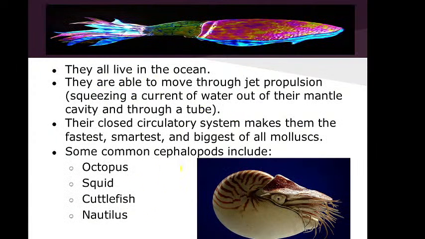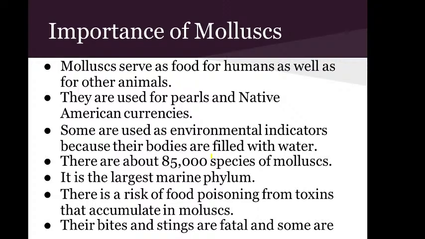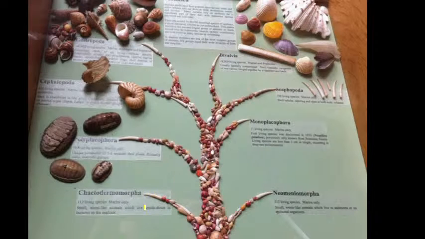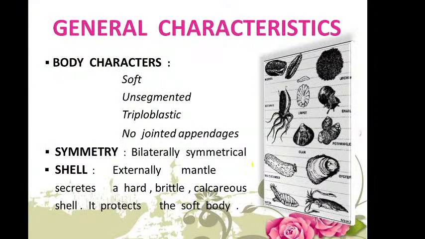The very common examples of cephalopods are your octopus, squid, cuttlefish and nautilus. Let me show you the videos and you are able to get it. So these all are the mollusca basically. So these are small ones, tiny ones, large ones. They all are mollusks basically.